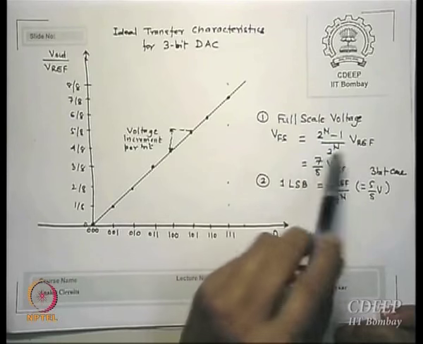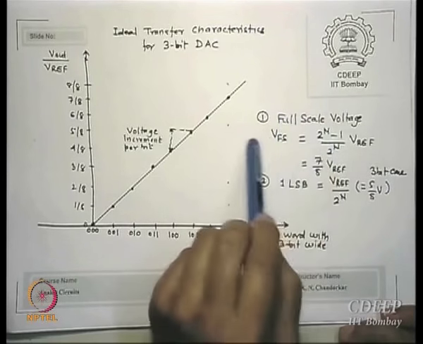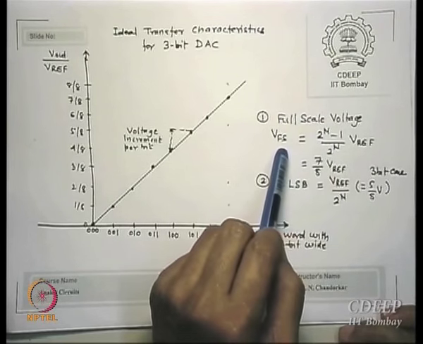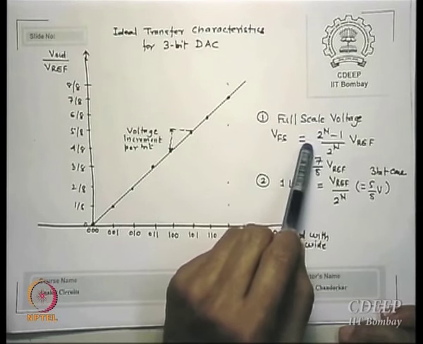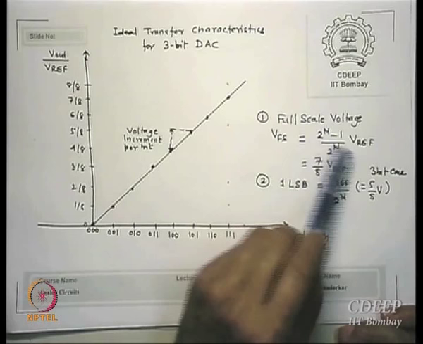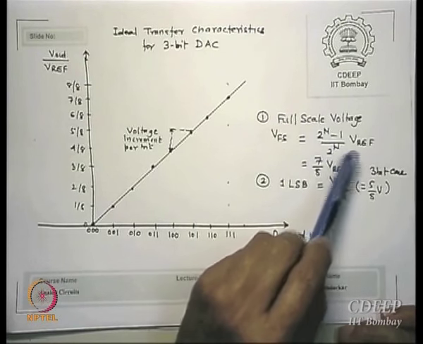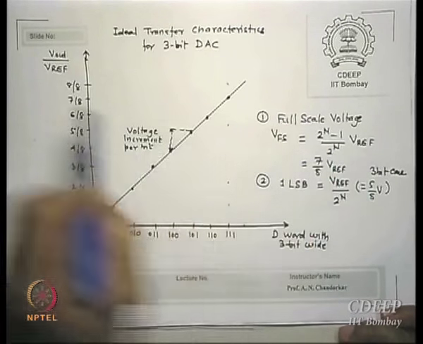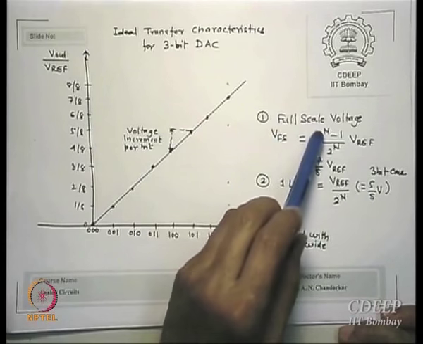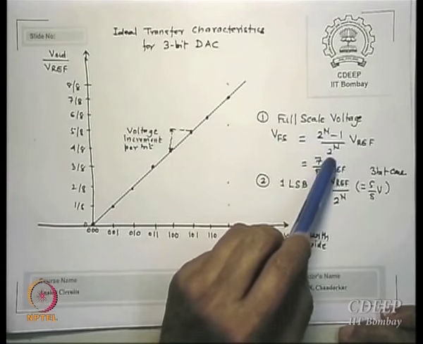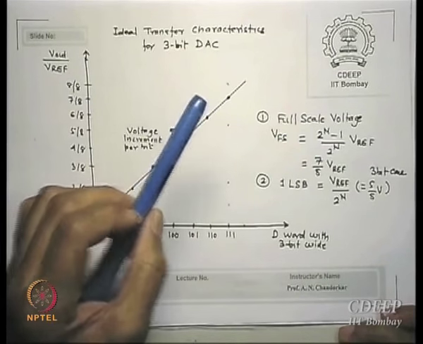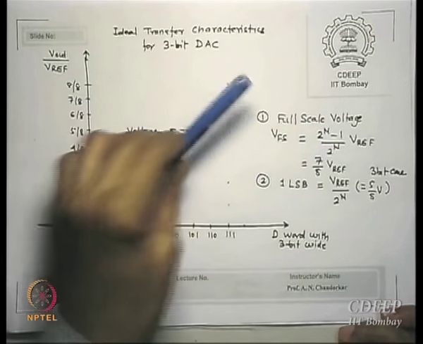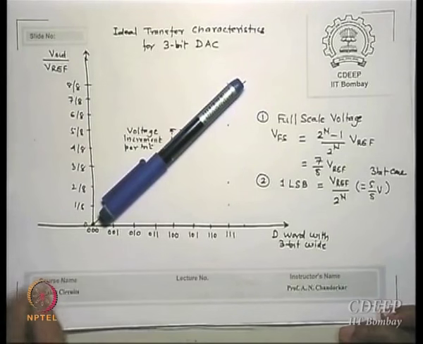So in general, for any n bit code, the maximum VFS which I can get, the full scale as it is called, is 2 to the power n minus 1 upon 2 to the power n times V reference. In our case for 3 bit, it is 2 to the power 3 minus 1 by 2 to the power 3, which is 7/8. Now this is something which I am assuming, what does this curve look like?